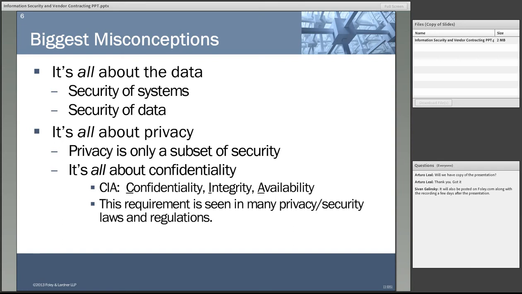And then finally, the A, availability. The information has to be available when it's actually needed. If you're a bank and the account information for an account holder isn't available because the systems have been hacked, even though that information has not been actually compromised, it has not been used by an unauthorized party, the mere fact that it is unavailable creates a security issue. We'll see this concept of confidentiality, integrity, availability repeated in some of the laws and regulations that we're going to touch on.